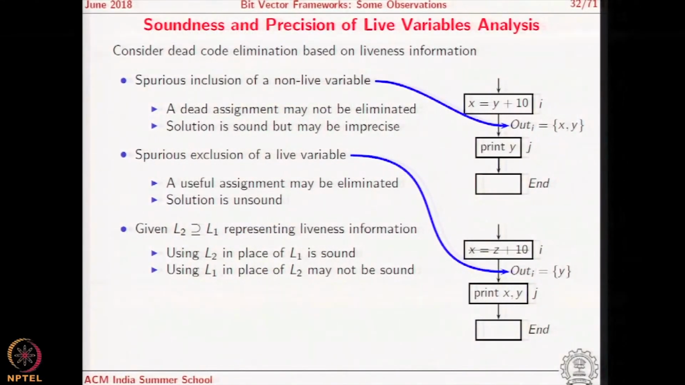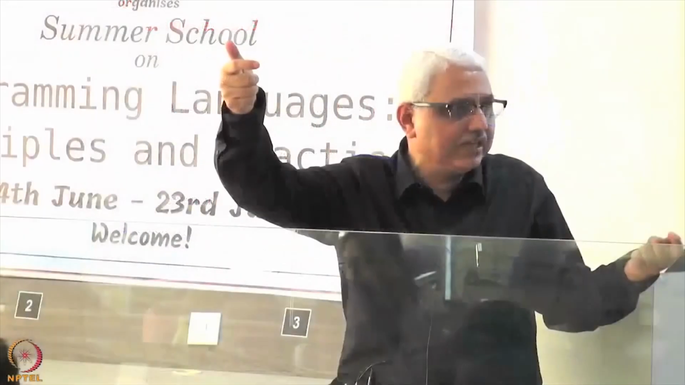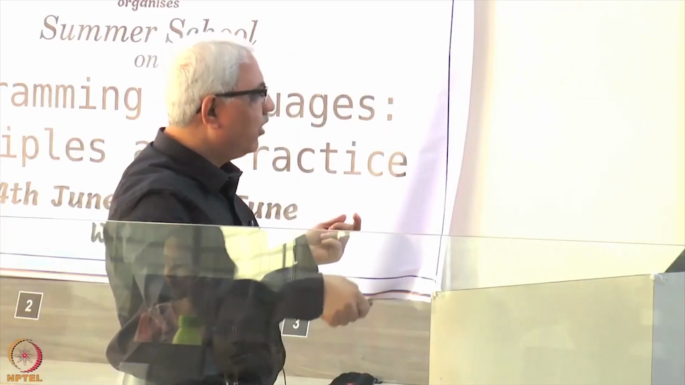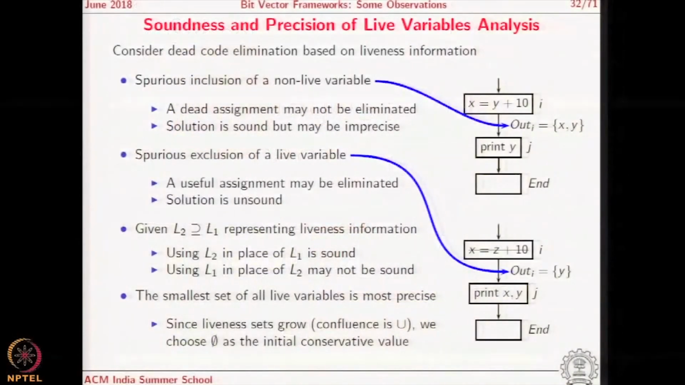Because if L1 is a subset and L2 contains all variables that are live, it is possible that L1 might exclude that variable, right. So, that tells us soundness and precision. The smallest set of all live variables is most precise. This is another reason why we start with empty set as our initialization.